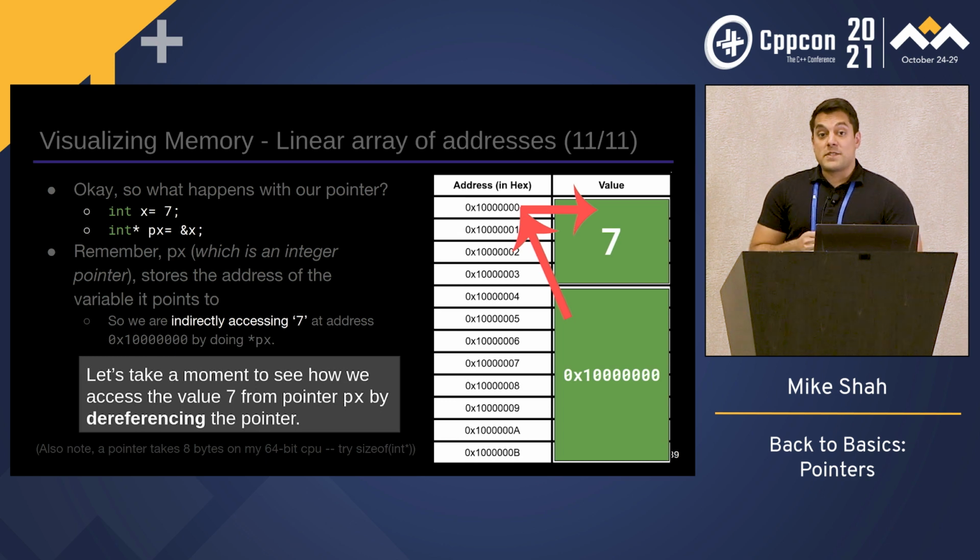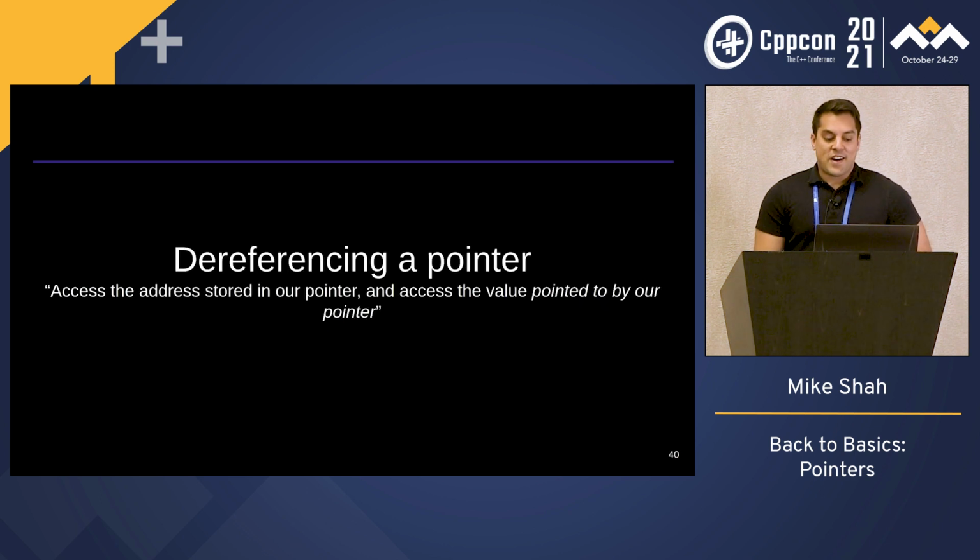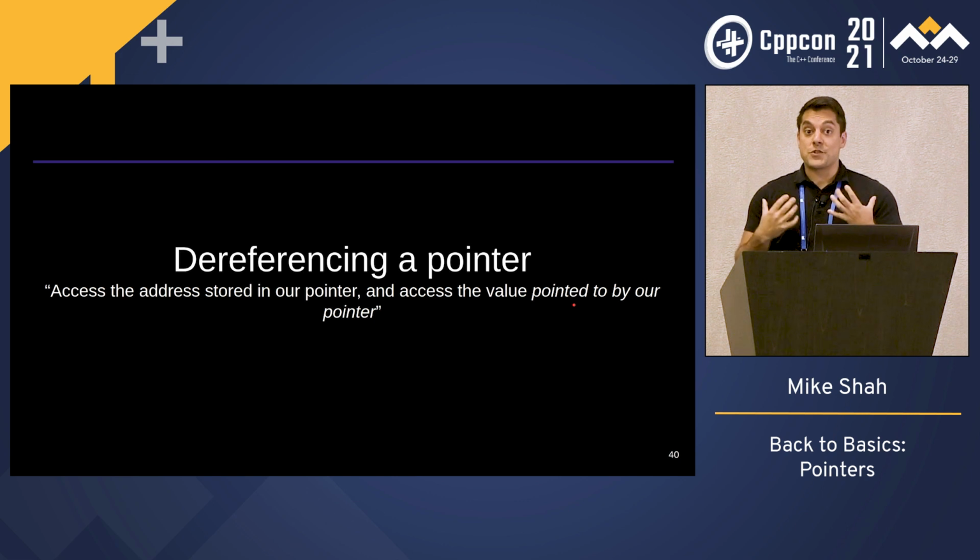Now, I've used this term dereference a few times, so I want to, again, just clarify that term. All right, so let's see what it means to dereference a pointer. And again, the vocabulary often is a place where I see beginners get confused with pointers, because there's going to be a lot of different vocabulary. So when I say I'm dereferencing a pointer, that means access the address stored in our pointer and access the value pointed to by our pointer. So again, follow the arrows into the actual memory and retrieve the value.